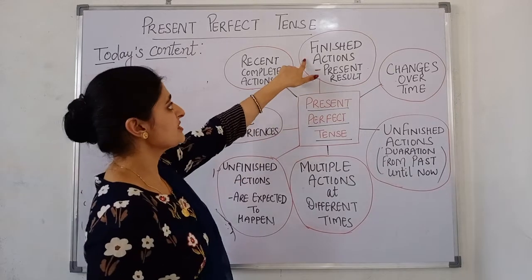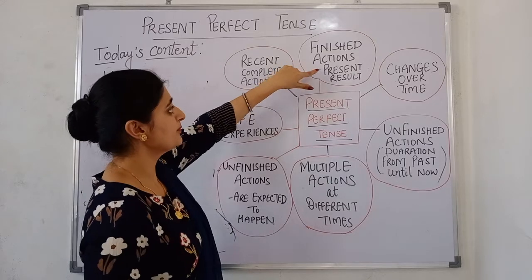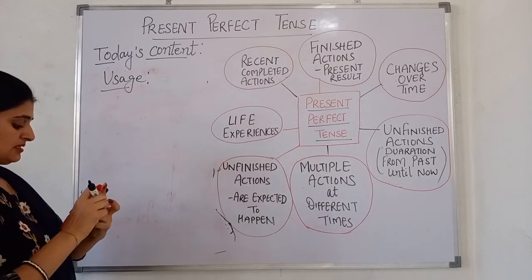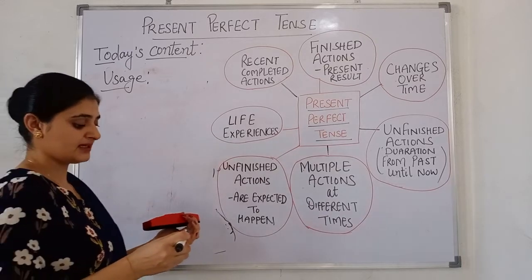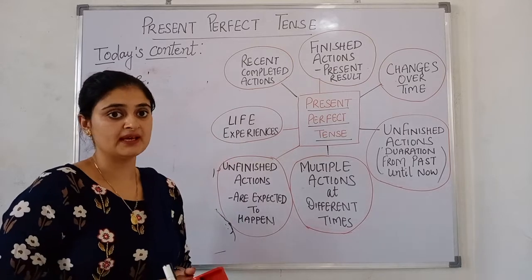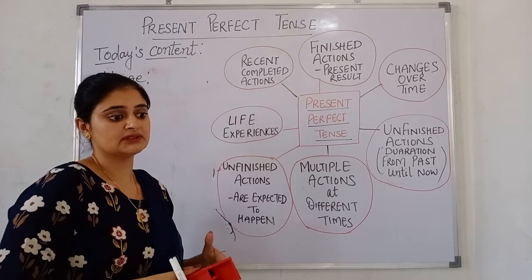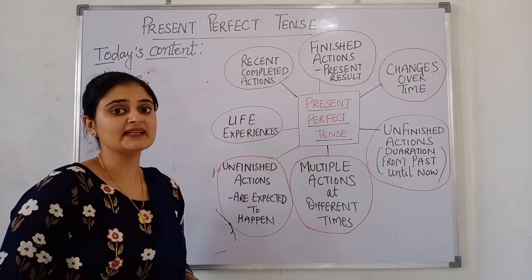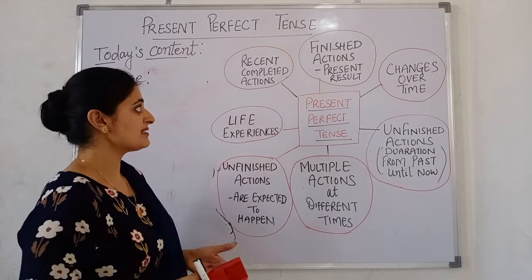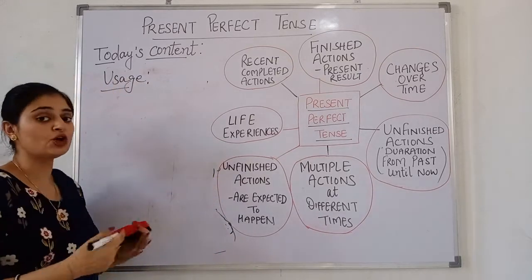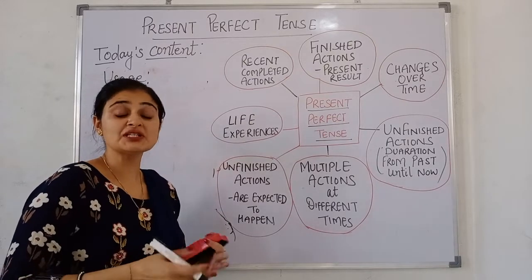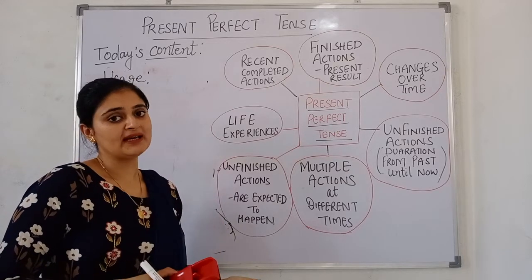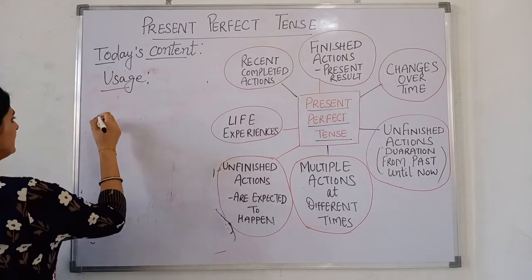That is finished actions that have their present result or present effect. For example, you two friends usually go for a morning walk regularly. And what happened? For 2 days your friend is not going for a walk. Coincidentally you met him or her, and you ask your friend why you are not going for a walk. And what did he or she say? She said that I have broken my leg. Okay, so we can take an example here.